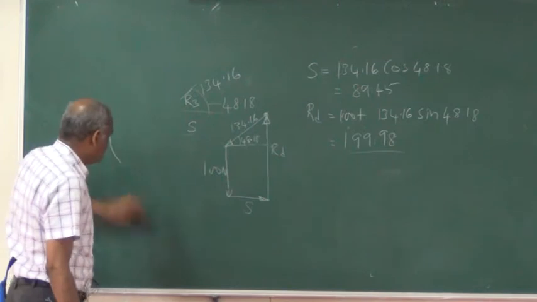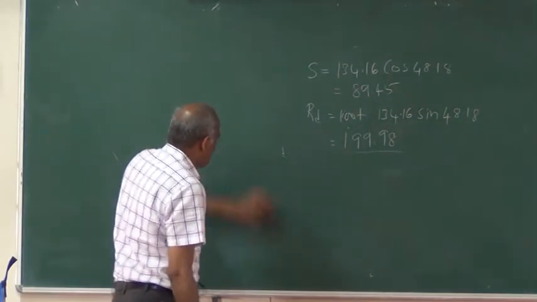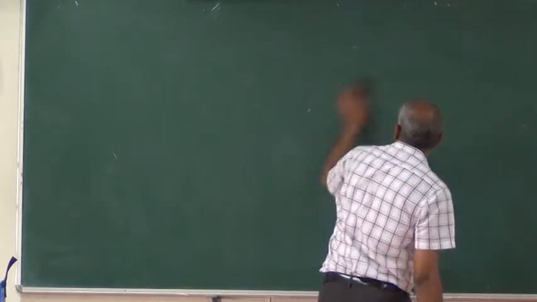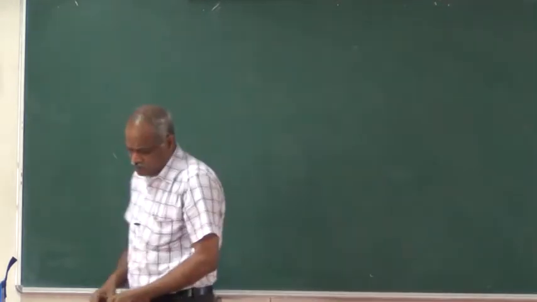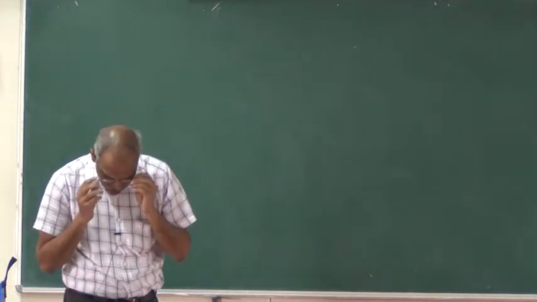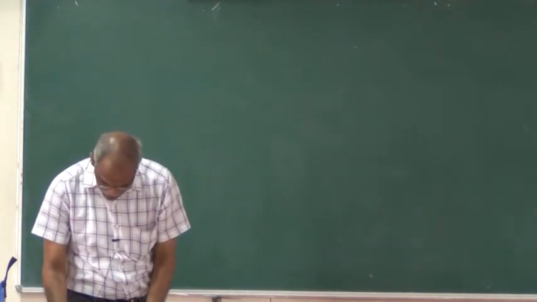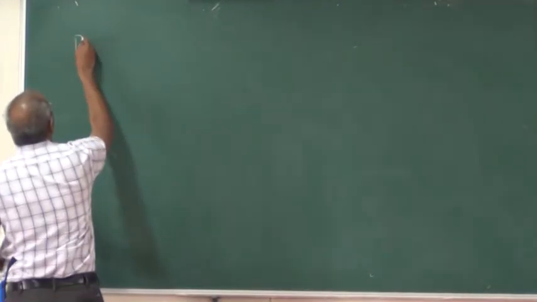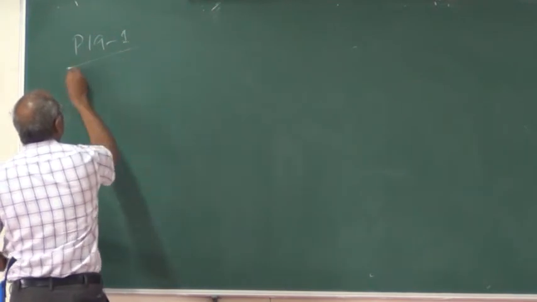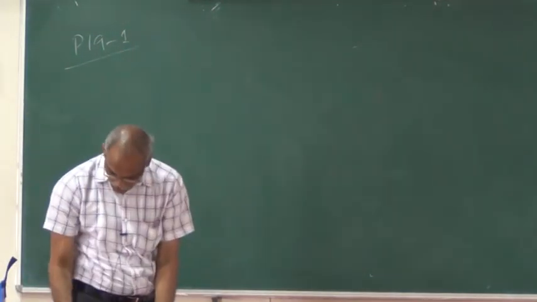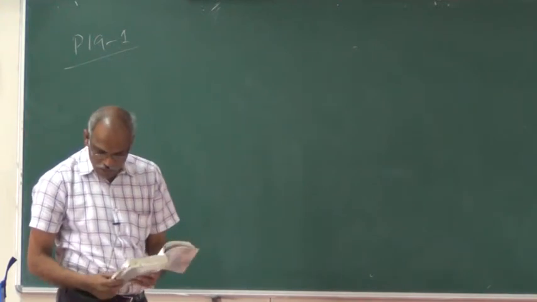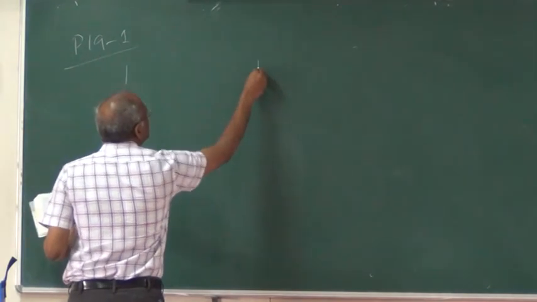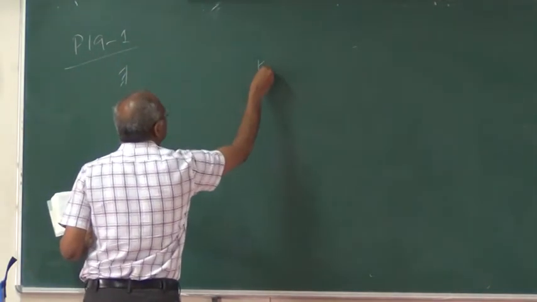Okay, now we have two other problems. Suppose we take them up and solve. The problem is at page 19, problem number 1. It is an example problem where it is already solved. So it is about like this. You have a street light.